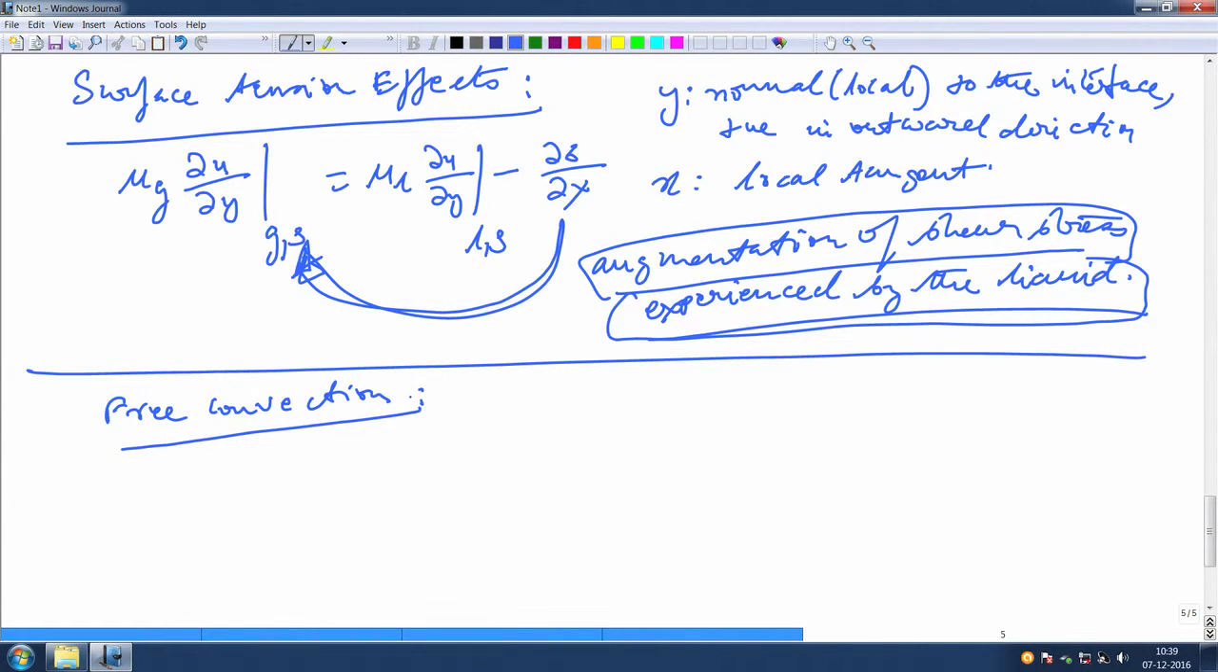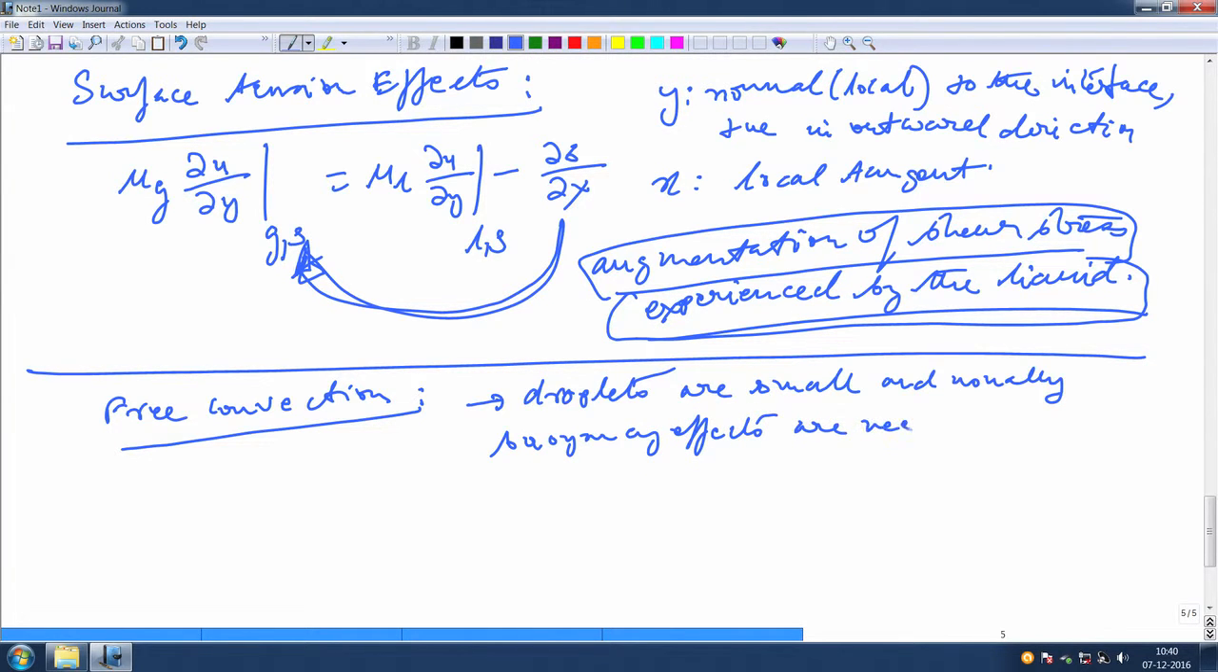So, what is free convection? Normally, the droplets are sufficiently small to neglect any buoyancy effects. Especially in combustion related applications, droplets are small, and usually buoyancy effects are neglected, correct. Where does the buoyancy effect happen? It happens in the gas film, or the boundary layer.